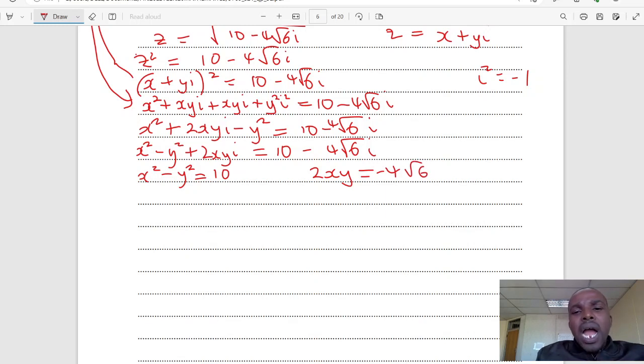Right. These are now two equations. Equation 1, I can call this equation 2. These are two simultaneous equations. I can solve them simultaneously. Right. Let me make x or y the subject of the formula in the second equation, equation number 2.